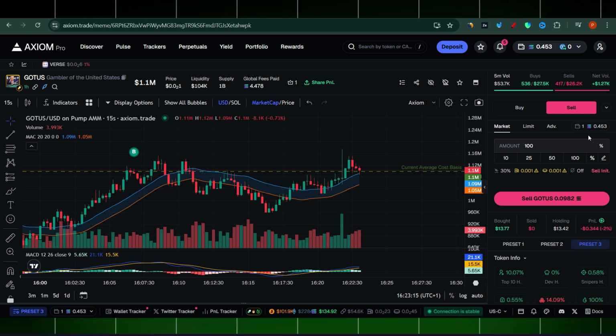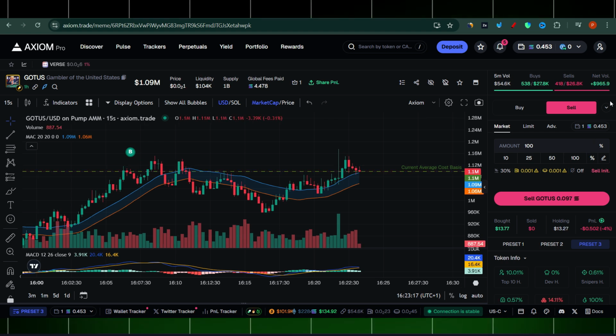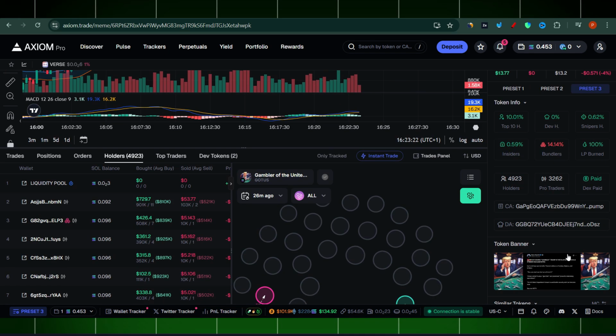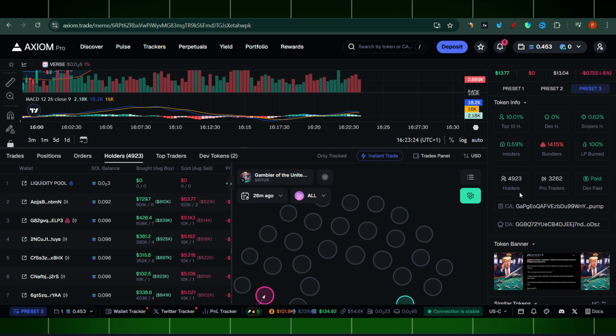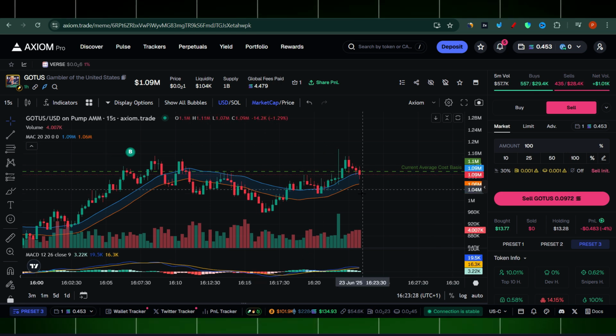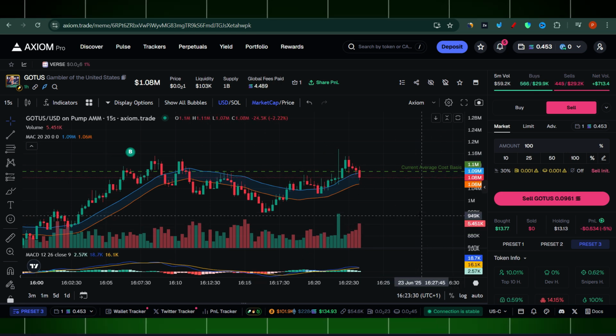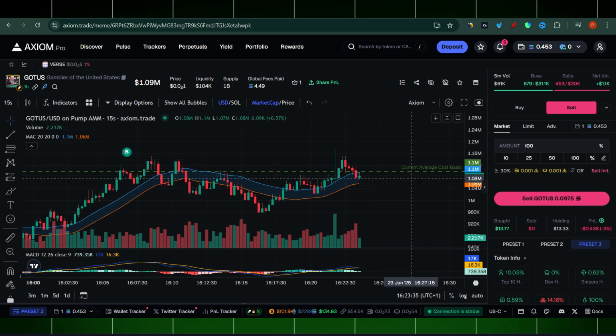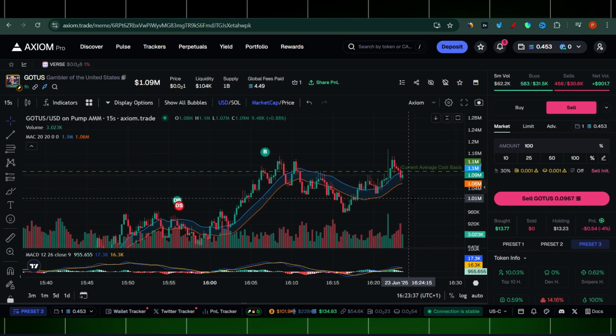5 minutes volume, 53,000. We are still at a net volume of around 1,000, which is good news. There's still some volume coming in. Holders growing, pro holders growing. DEX is paid. So in my opinion, this coin still has some potential. We just need to wait for it.